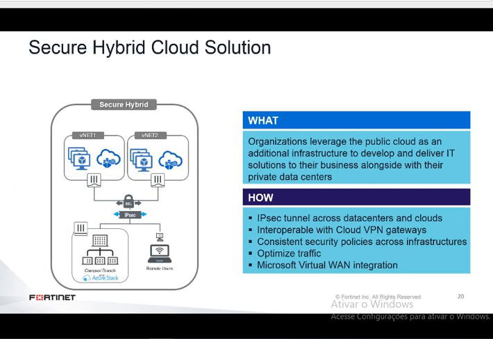The solution is to use a combination of physical and virtual FortiGates to build a secure hybrid cloud. With FortiGate, you can build IPsec tunnels across data centers and clouds, attach to VPN gateways from the various cloud vendors, establish consistent security policies across infrastructures, optimize traffic, and integrate with Microsoft Virtual WAN.